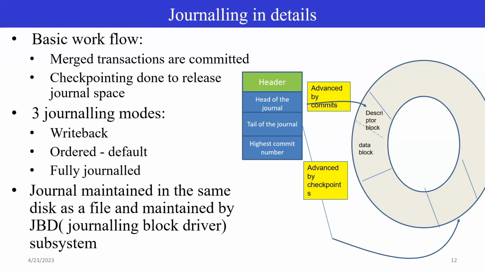The best mode, in my opinion, is the write back, right? Where you're going to write only the metadata and you're going to come back. And obviously, you're going to make sure that you are able to reboot from the path failures in case something goes wrong. And so coming back to this question, the journal is maintained in the same disk as a file and maintained with the journal subsystem, like what I said in the previous slide. Okay, so this kind of wraps up the journal.